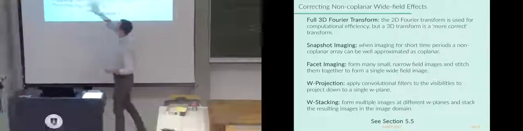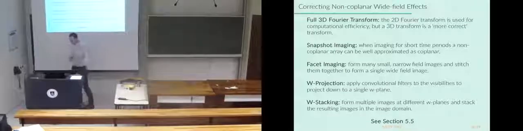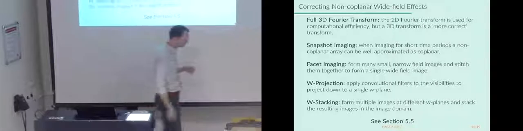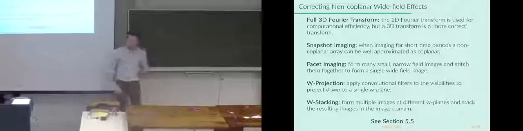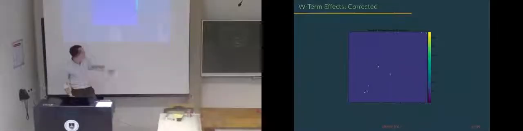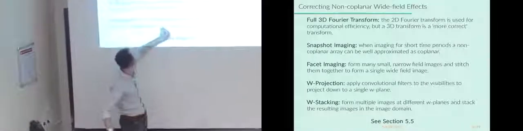And it'll correct for it. These last three methods are all approximate ways to correct for this W term, and they do a pretty good job. The image back here, I think, is the W projection. This is the W projection method to go from here to here, and it does it approximately well.